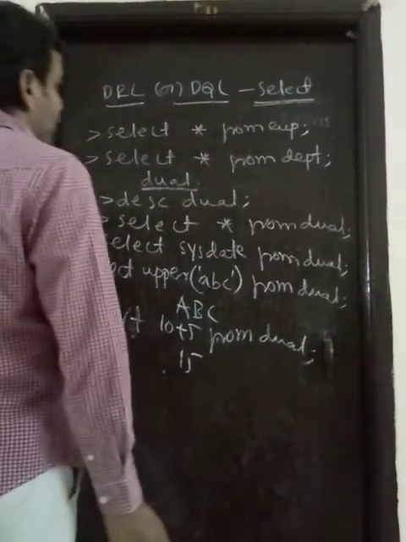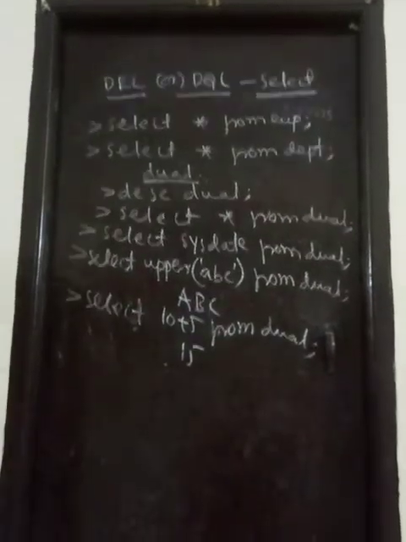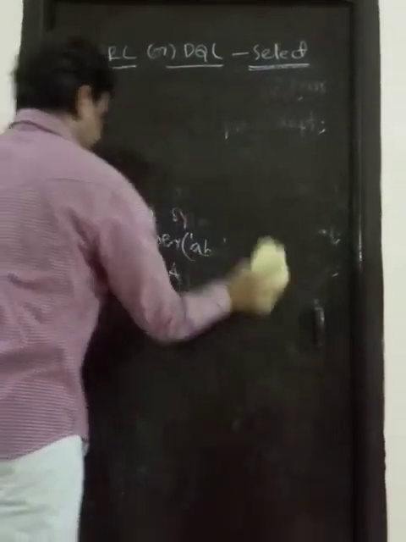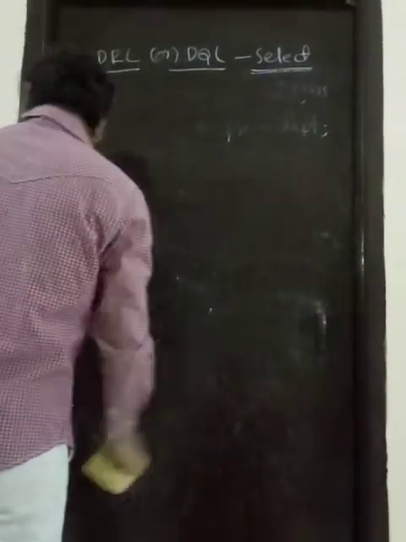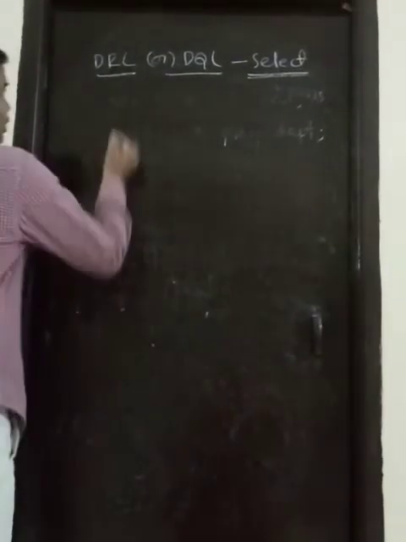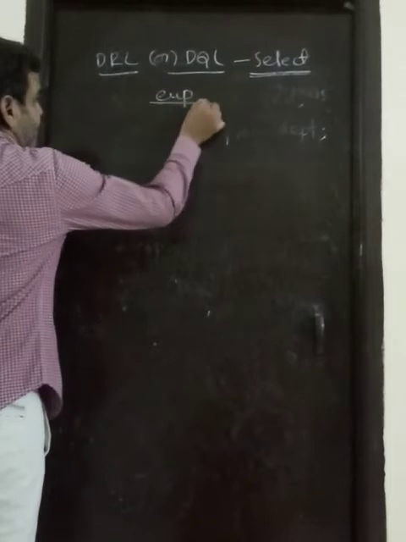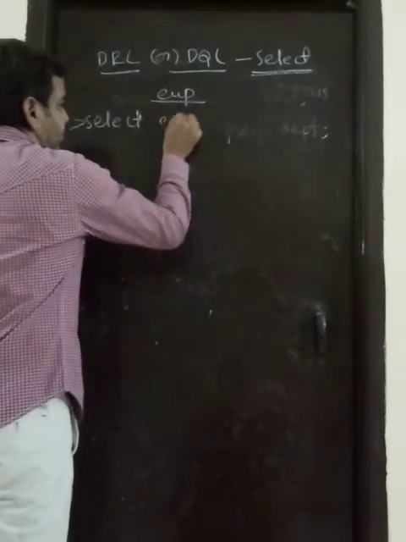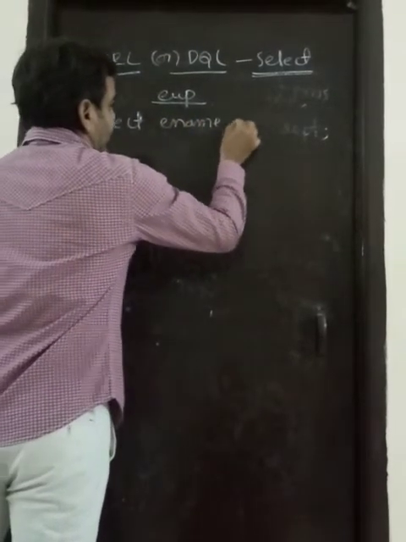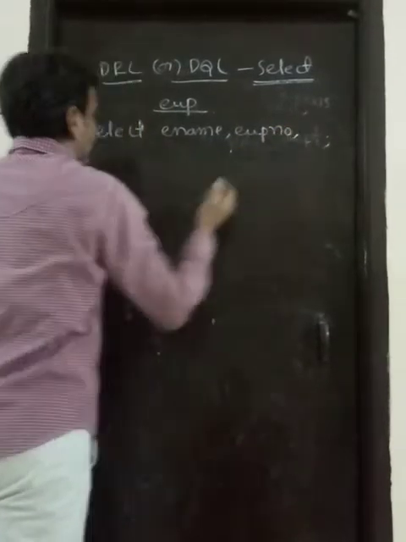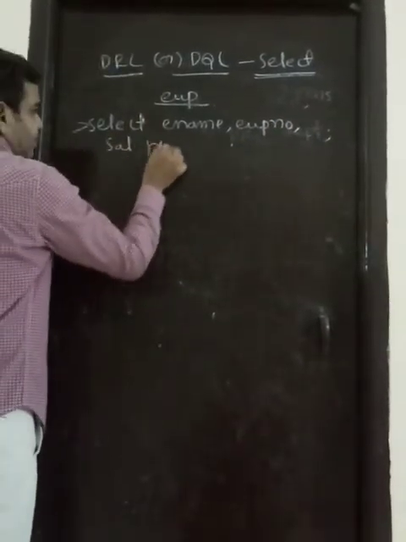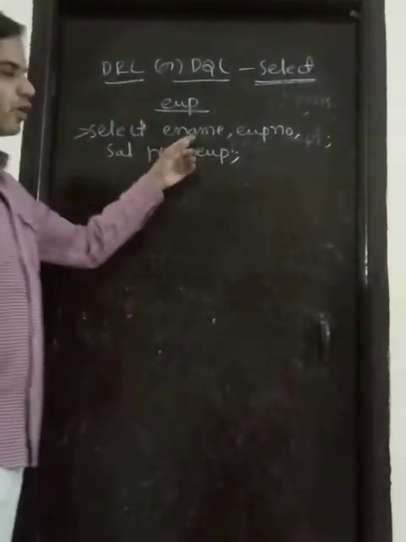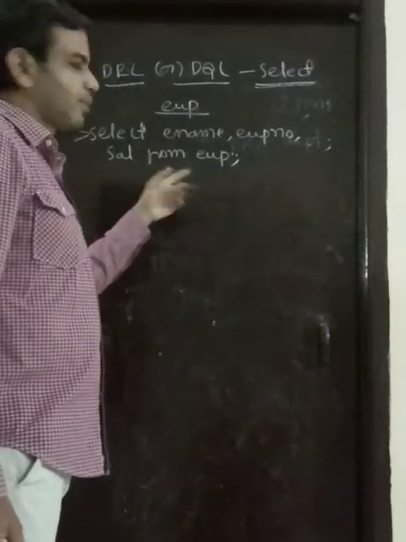Okay, so now we will see the employee table. From the employee table, select ename, comma, employee number, comma, salary from EMP. So it means it will display 3 columns: employee name, employee number, and salary from the employee table.